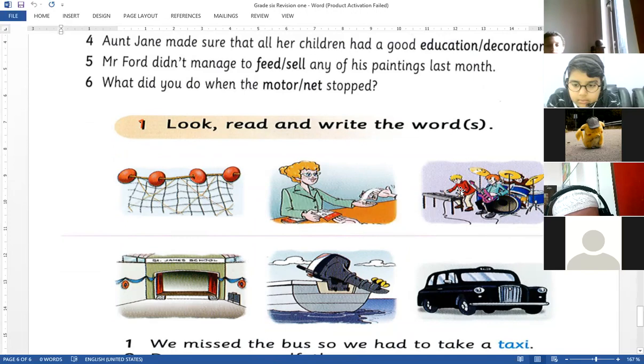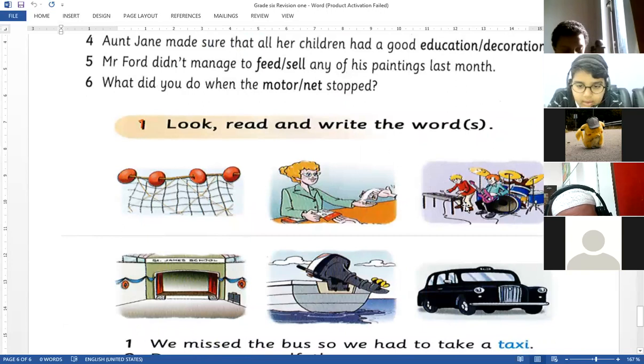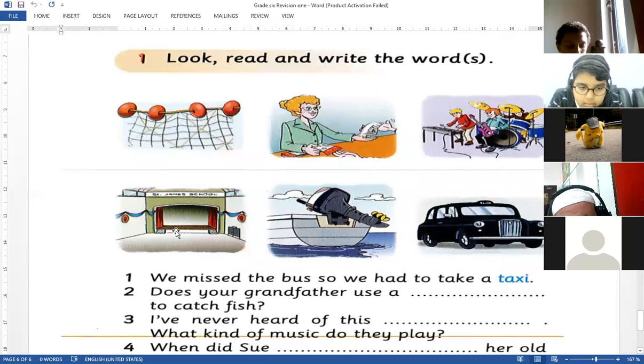Look at this word. Read this word. Band. A band. This is a band. This is a? Band. A band. Okay. And where do you play sports at school? The school hall. The school hall, right? Yes. What is this, Asid? Motor. And what is this? Car. Very good. Thank you.